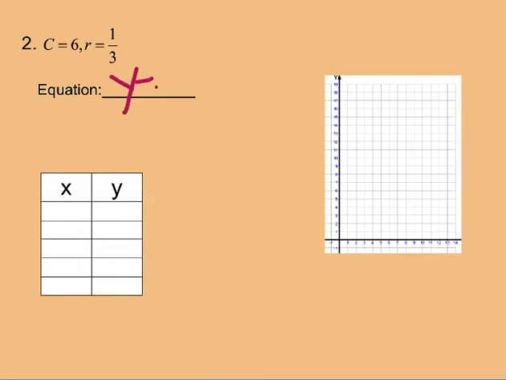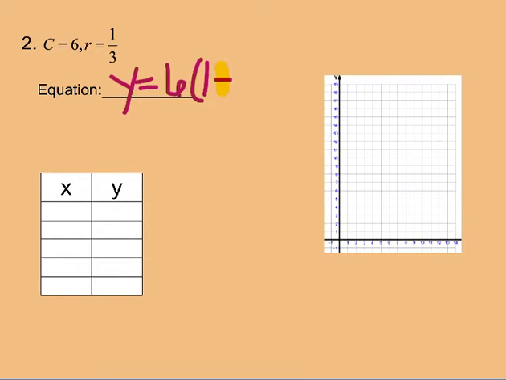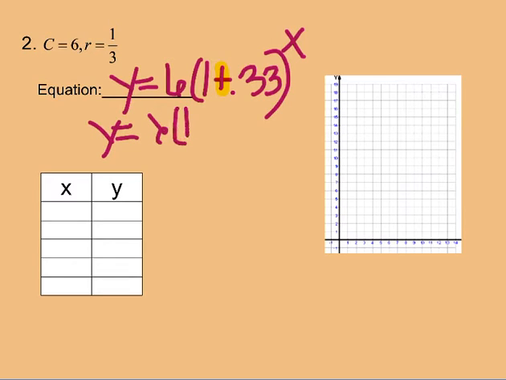So we have y is equal to 6 times 1 plus a third, which I'm actually just going to write as 1 plus 0.33. Now, if you change a fraction into a decimal, please make sure that you are careful of your rounding. So then what we end up getting here is y is equal to 6 times 1.33 to the x power. So then I'm going to have 0, 1, 2, 3, 4, and 5.